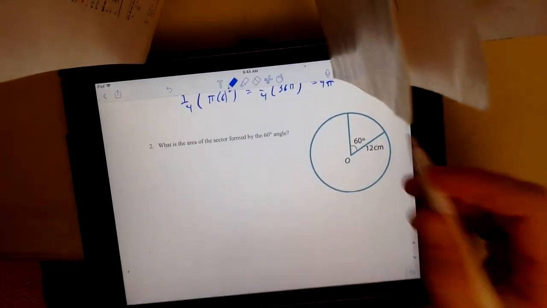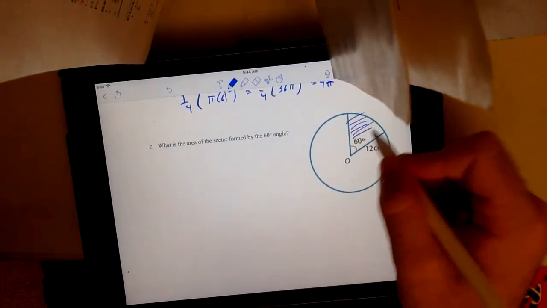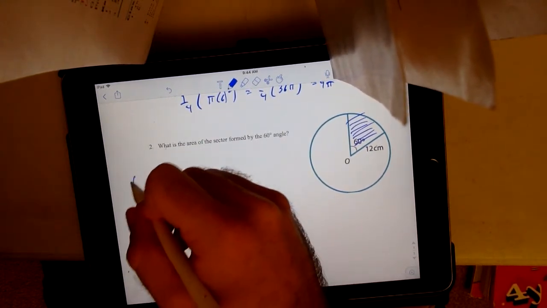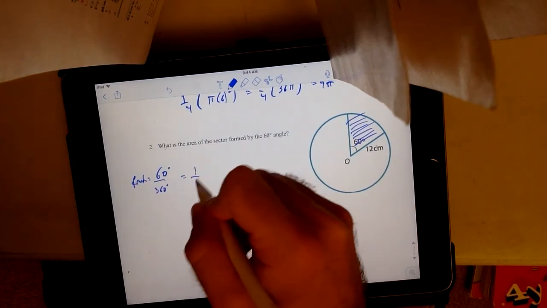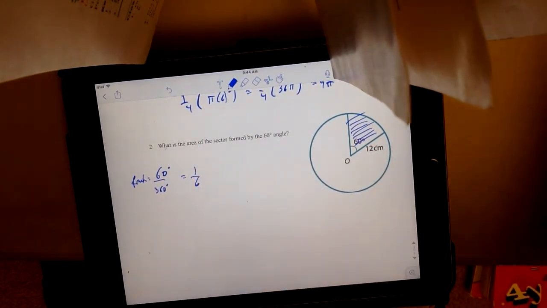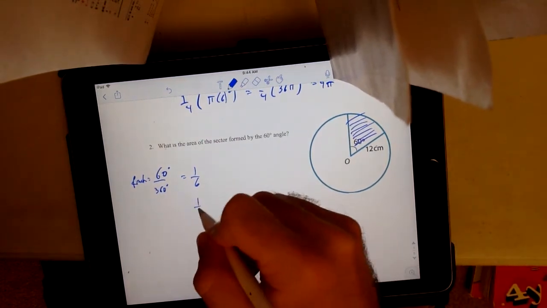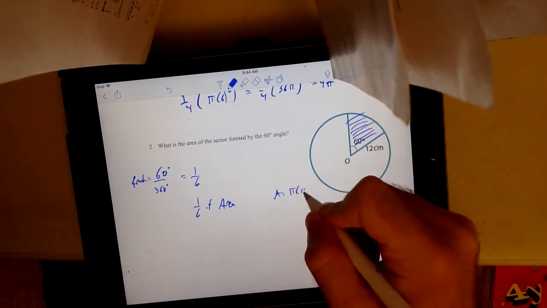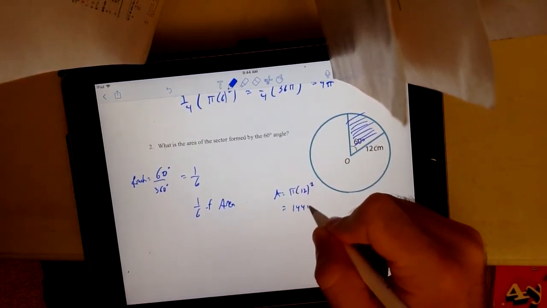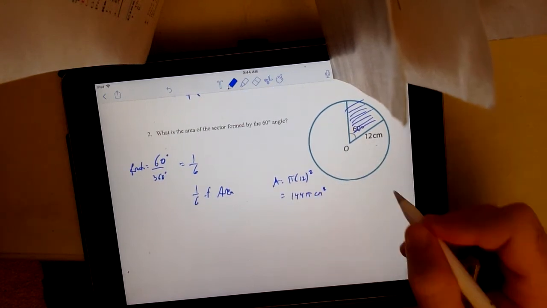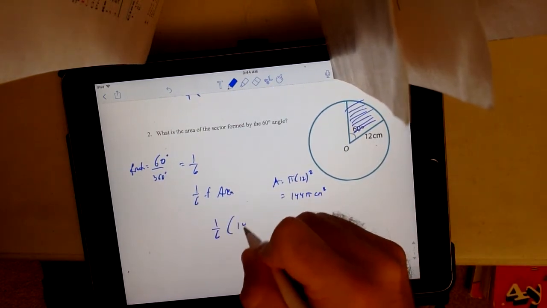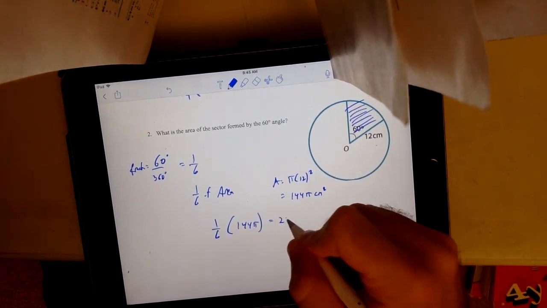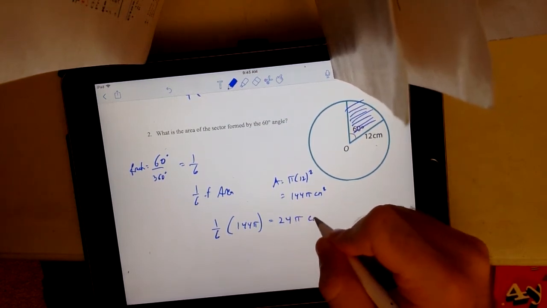Let's do another one. So what fraction of the circle is this? It's 60 over 360 degrees of the circle. So this is the fraction. It is 1/6 of the circle. So if it's 1/6 of the circle, it's 1/6 of the area, which is, calculate that on the side, pi times 12 squared, or 144 pi centimeters squared. So we take 1/6 of 144 pi, which is 24 pi centimeters squared.